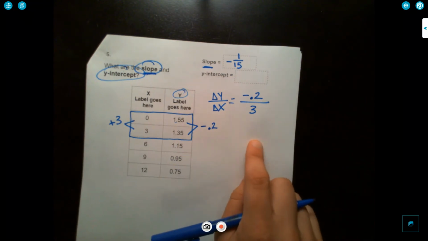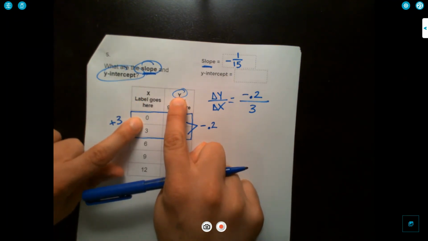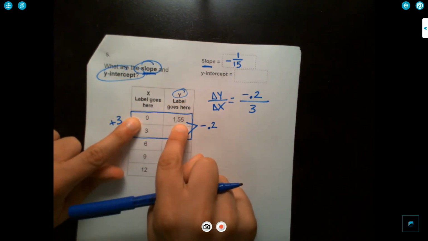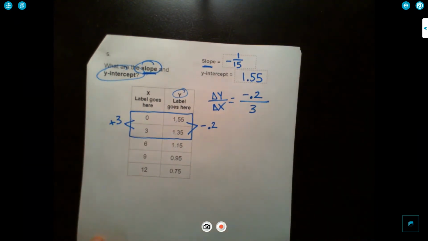Or you should, sorry. All right, so now we want to get the y-intercept. So the y-intercept is what y equals when x equals 0. So there's our 0. What does y equal? Don't even have to do any math. So 1.55. So that's how you do that.